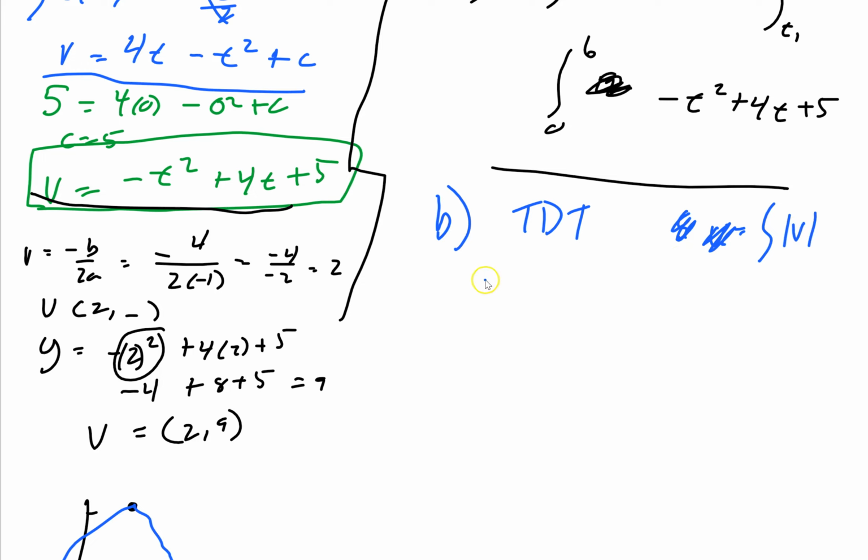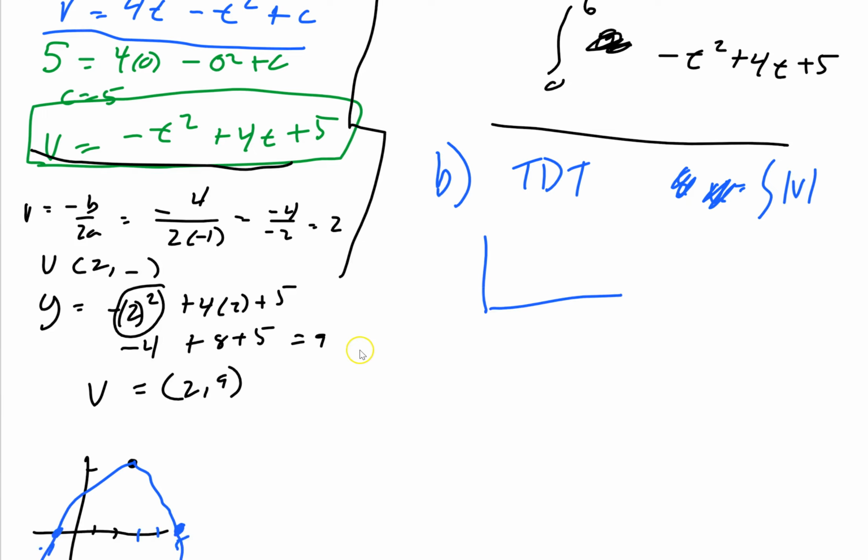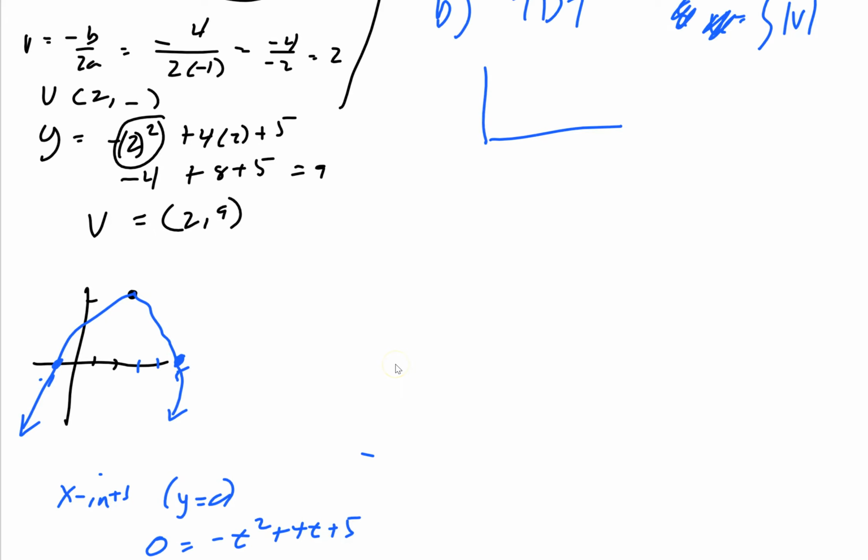So we need a sign chart. Luckily they made us graph it already. So again, we always start at 0. It's positive, above the x-axis, until you get to 5. Now remember, they only wanted the first 6 seconds. So my integral is going to go to 6. And from 5 to 6, it's negative.